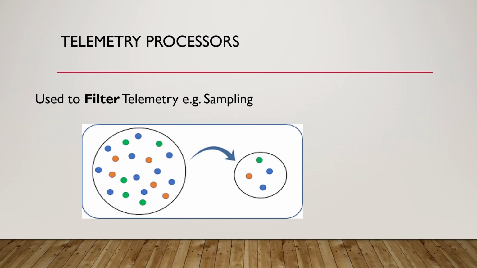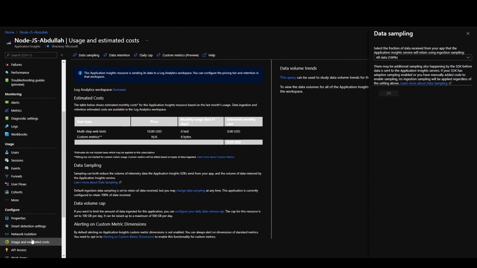Now, the other type of sampling is known as ingestion sampling, and this is done in the portal itself and is typically used to reduce billing charges. So if I go to the portal and under Configure, you have the Usage and estimated costs blade. And then if you click on Data sampling, you can set the sampling on the portal level. This is what is known as ingestion sampling. Again, this is typically used if you want to reduce your Application Insights costs.